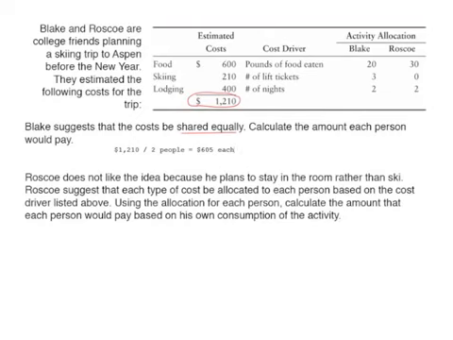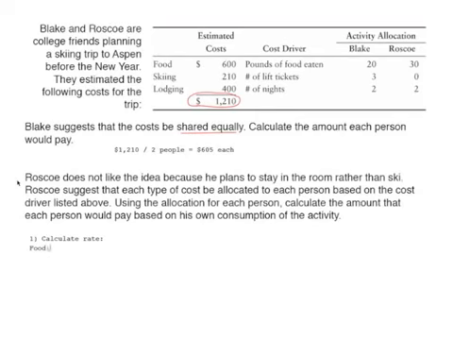Well, Roscoe may not think this is very fair because he plans to stay in the room and not ski. So Roscoe suggests that each type of cost be allocated to each person based on the cost driver listed above. In other words, we're going to use activity-based costing here. So using the allocation for each person, calculate the amount that each person would pay based on his own consumption of the activity. Well, the first thing we have to do in activity-based costing is determine a rate. So part one is to calculate the rate for each activity.